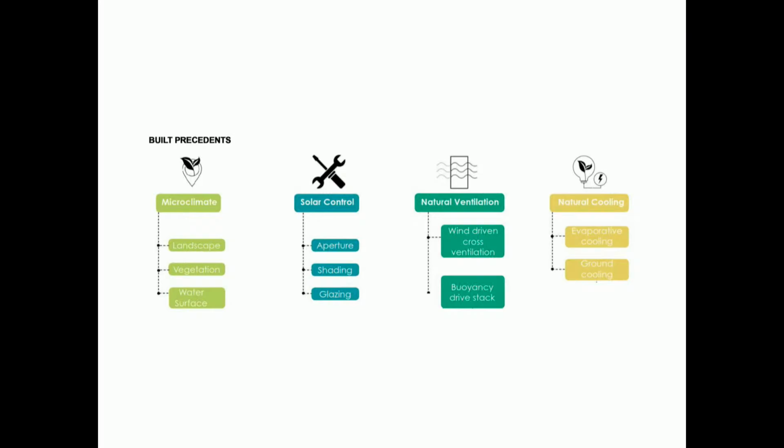Going ahead, following the hypothesis, the following built precedents were looked into: microclimate, solar control, natural ventilation, and natural cooling. They conclude that solar protection provision for a courtyard on high sunny days can reduce air and surface temperature in the courtyard. Also, evaporative cooling with the use of water sprays, water curtains, and water fountains can cool down the air temperature and promote stack effect ventilation. Further, the addition of vegetation also improves air quality and can reduce glare from reflective surfaces.